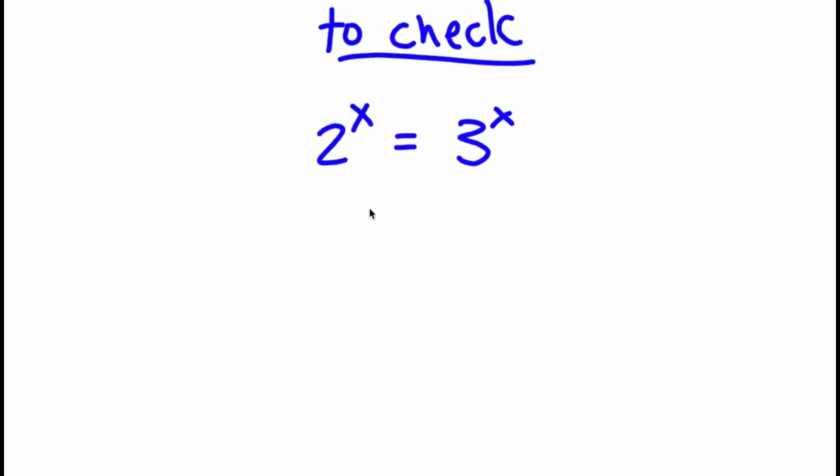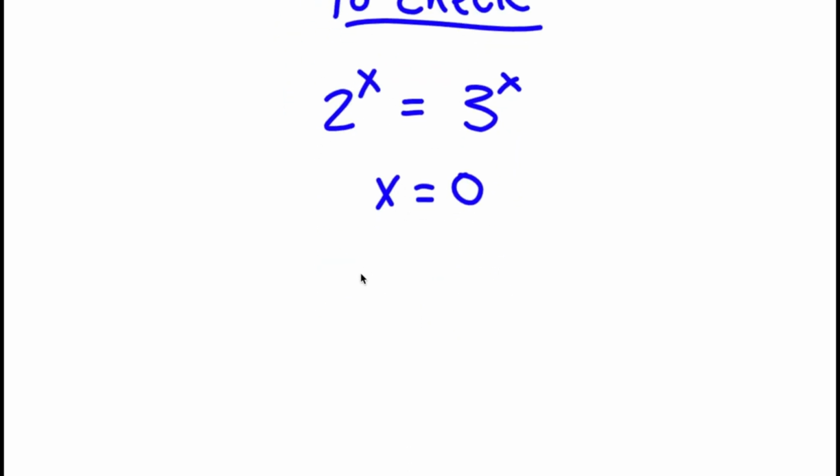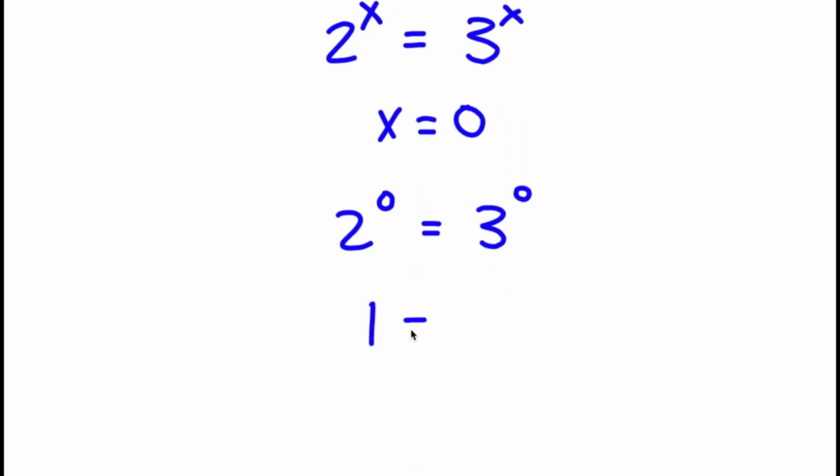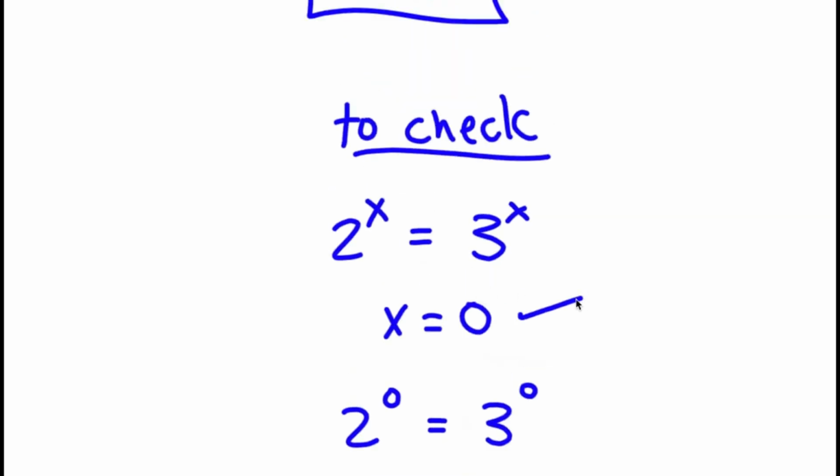And we know that x is 0. So now I have 2 to the power of 0 is equal to 3 to the power of 0. Now remember, anything to the power of 0 is simply equal to 1. So 2 to the power of 0 is equal to 1, and 3 to the power of 0 is also equal to 1. So I have 1 is equal to 1, meaning my solution is right.